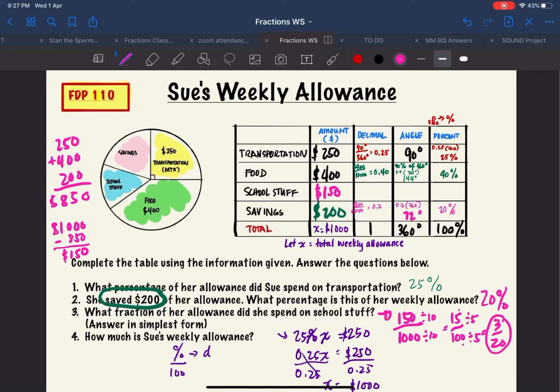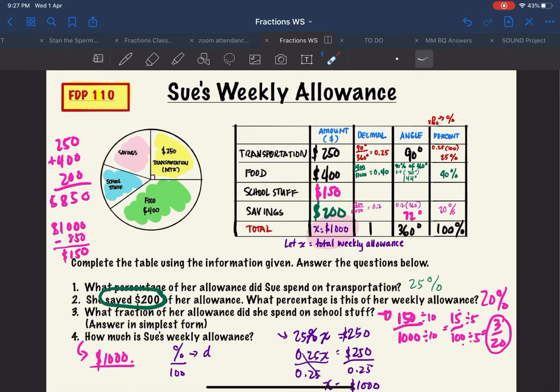And can we answer how much Sue's weekly allowance is? Yes, of course. There it is, 1,000. Okay, so Sue's weekly allowance is $1,000. Okay, so I hope this tutorial helps you understand how to calculate with a blank table just by looking at the information given in the pie chart and in the questions themselves.